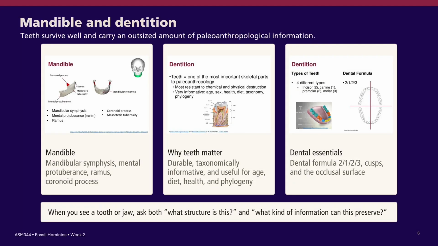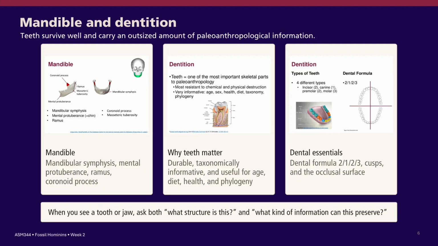The terms associated with the mandible are the mandibular symphysis, the mental protuberance, the chin, the ramus, the coronoid process, and the masseteric tuberosity. The mandible is frequently preserved and often taxonomically informative. The ramus and coronoid process relate to jaw mechanics. The symphysis and chin region are useful in comparative anatomy.